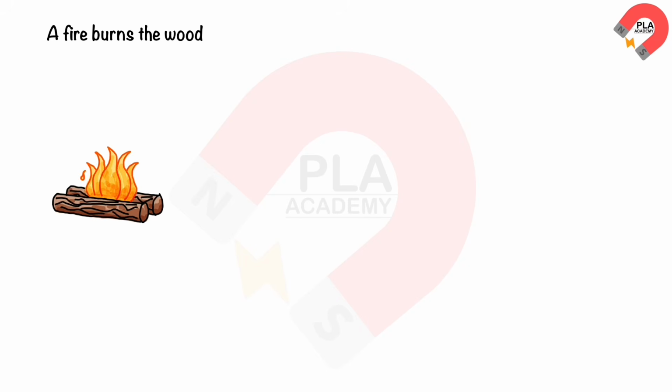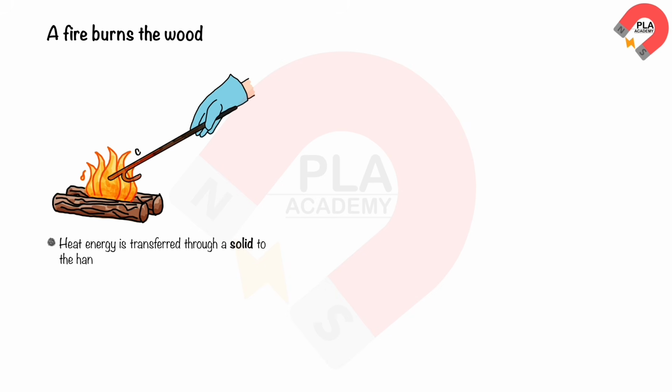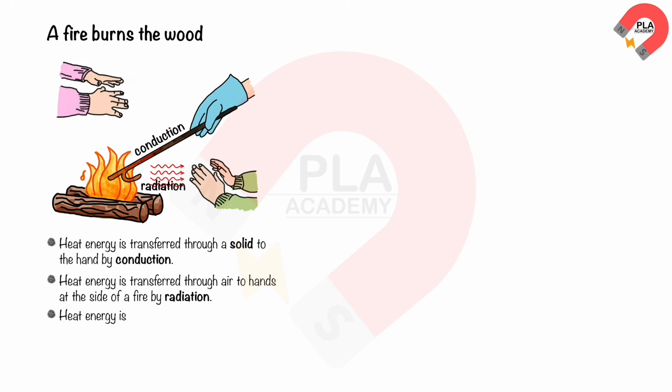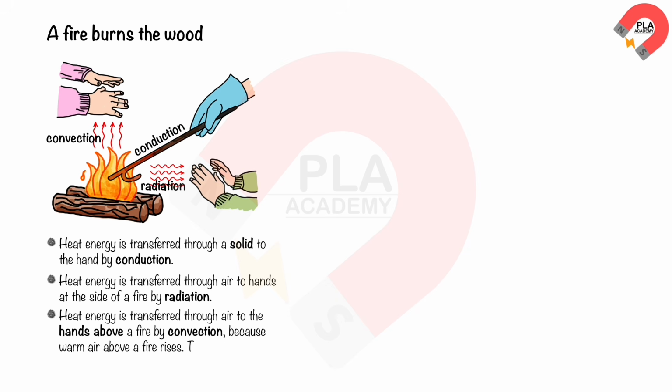The conduction, convection and radiation of a fire burning wood. The wood is burned by a fire, as shown. Heat energy is transferred through a solid to the hand by conduction. Heat energy is transferred through air to hands at the side of a fire by radiation. Heat energy is transferred through air to the hands above a fire by convection, because warm air above a fire rises. This is because warm air is less dense than the surrounding air.